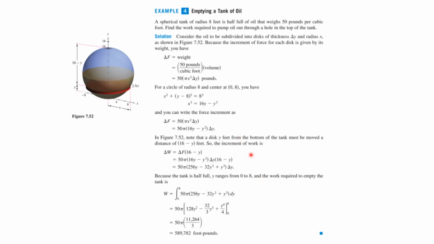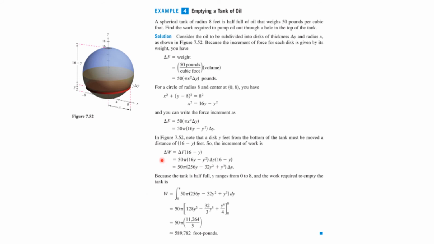Okay, so in the figure you see that a disk y from the bottom must be moved a total distance of, so we're here, that's the slice. This part is y, so I have to move it up to 16 minus y, so that is the distance. So the change in work is going to be delta F, which is all of this business, times how far we move it. It is 16 minus y. So this is 50 pi (16y minus y squared) delta y, times (16 minus y). And you could simplify that a bit.